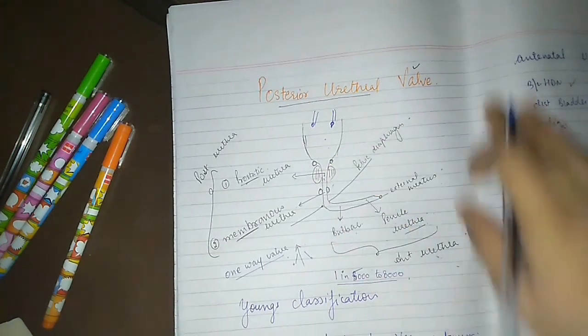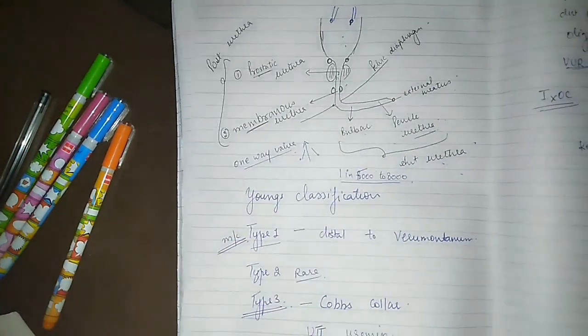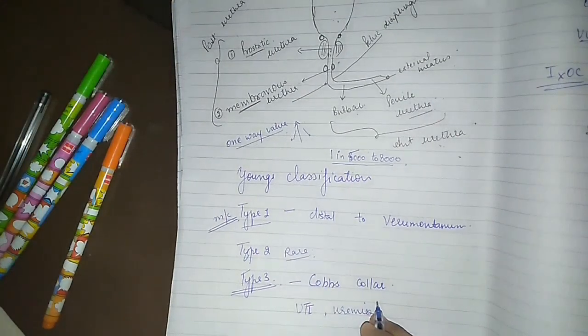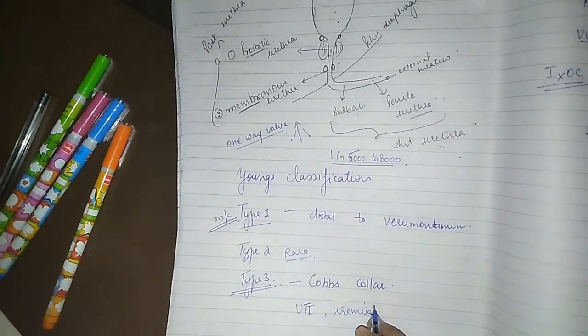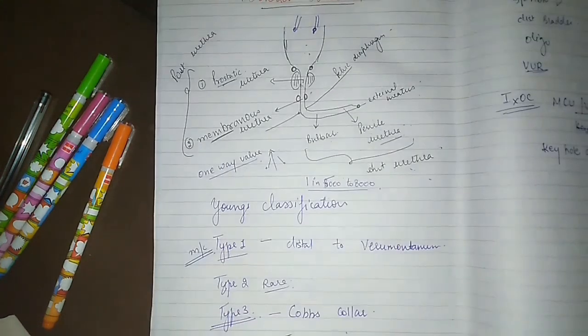The type 3 is also called Cobb's collar. In type 3, that's Cobb's collar, it is a circular valve which has a central opening in the membranous urethra. And this is because of abnormal canalization of the urogenital membrane.